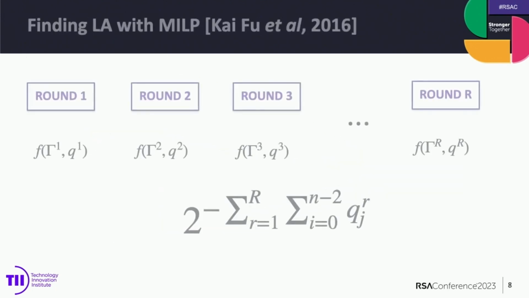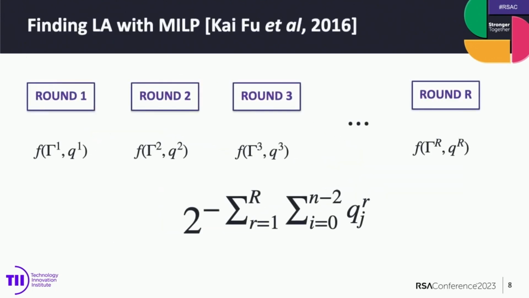So how to find linear approximations automatically using MILP? You can see the paper from Fu et al. in 2016 to see more details about the techniques to automate this search for linear approximations.